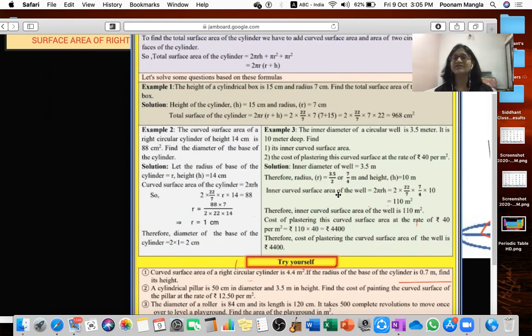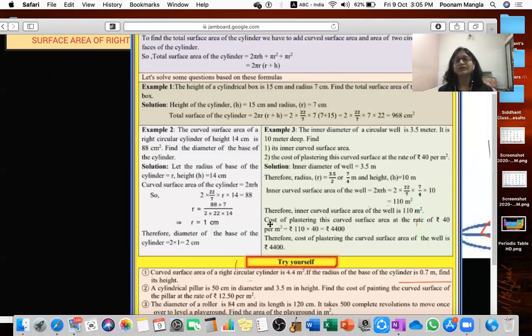Inner curved surface area of the well is 2 pi r h. That is equal to 2 multiplied by pi, 22 upon 7, multiplied by 7 upon 4. In place of r we write 7 upon 4, in place of h we write 10. After all the calculations, we get 110 square meters. Therefore, the inner curved surface area of the well is 110 square meters.